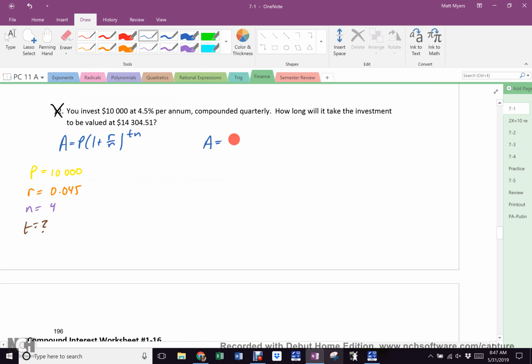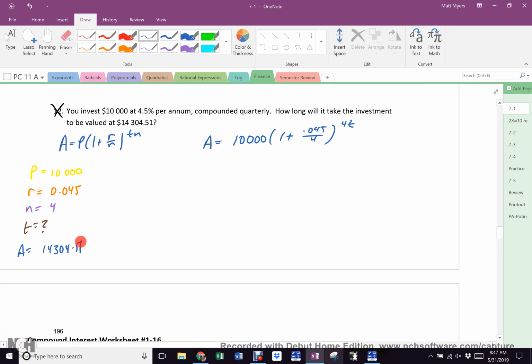A equals 10,000 times 1 plus 0.045 over 4, all to the 4t, right? Because we knew n, yes? Everyone agrees? Do we know our final amount? Which is? Now, you will notice 10,000, 14,304.